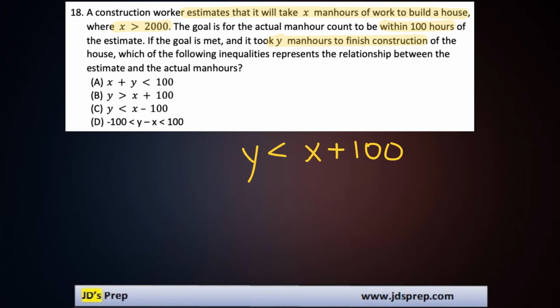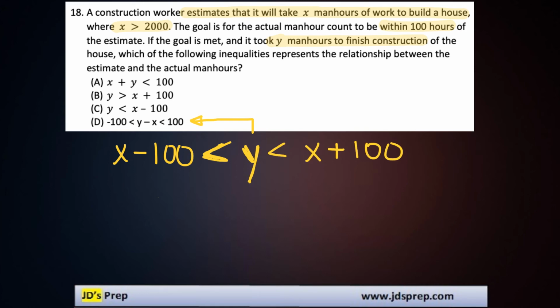But we also want the actual amount of time it takes to build the house to be greater than x minus 100, which would represent 100 hours less than the estimate. So you can see that we're sandwiching y between those two limits, the lower limit and the upper limit. You might have an idea already that the answer is going to be D because it fits this setup.